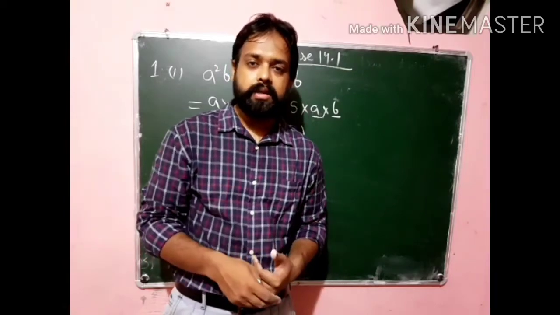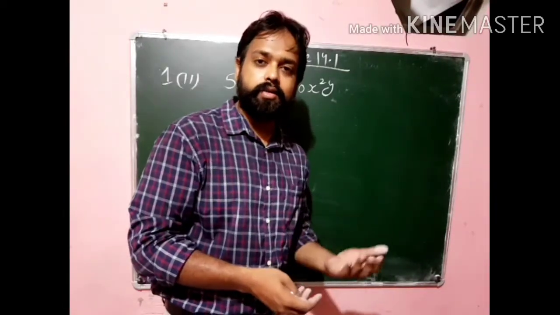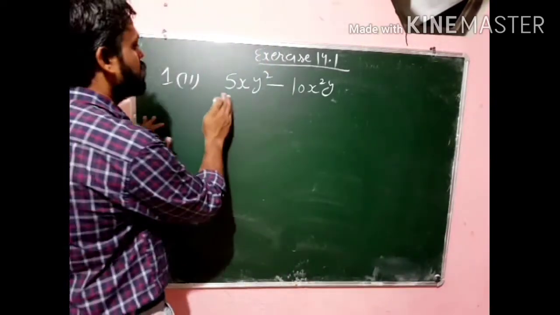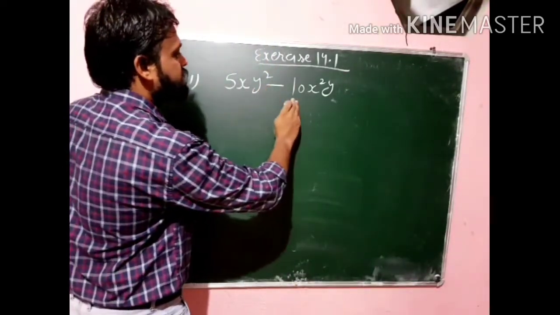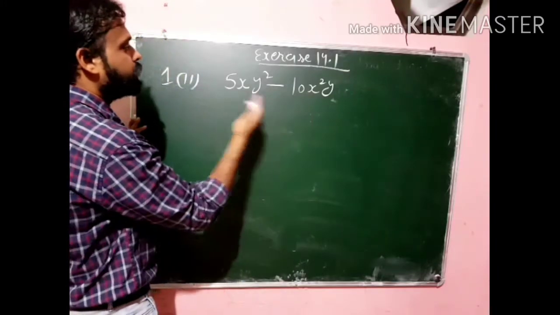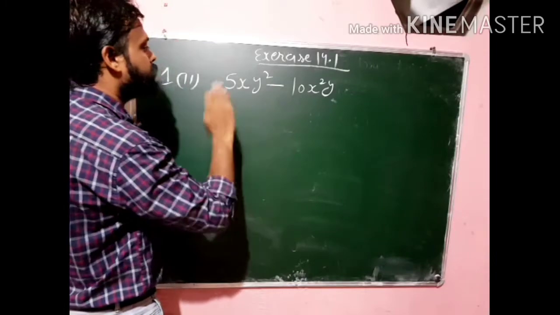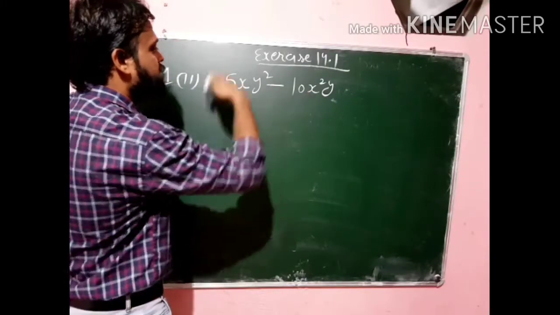Now let's do the second part. It is also very easy. So how can we solve it? See, in this case, 5xy squared minus 10x squared y. Again, first of all we have to make the factors of each term, and then we will be able to find the factors of this algebraic expression.